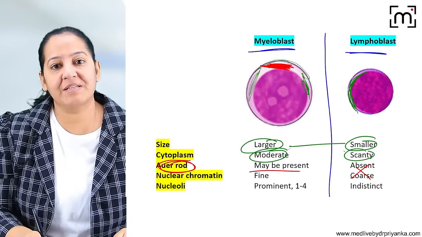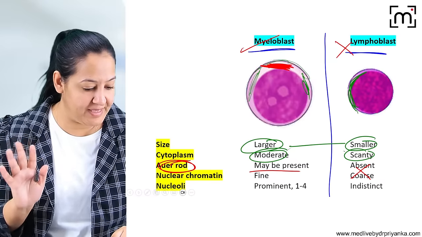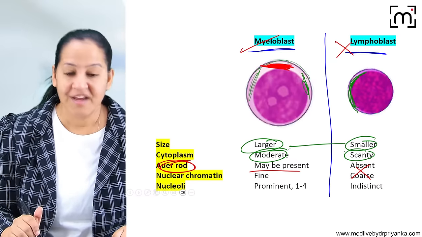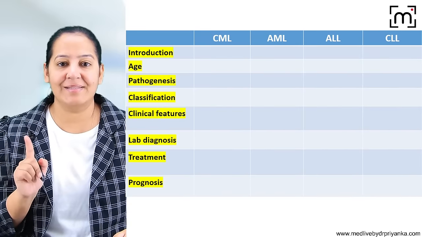So iron rod is present in myeloblast. They are not present in lymphoblast. Please learn, iron rod is the biggest difference you can see. Okay. Got my point? So that is the thing you can see here. So that is the classification.